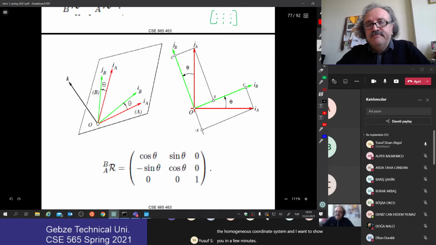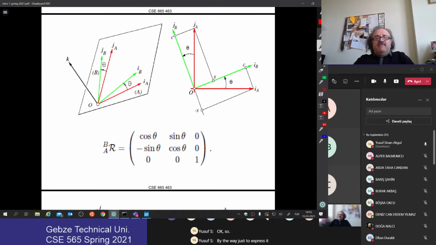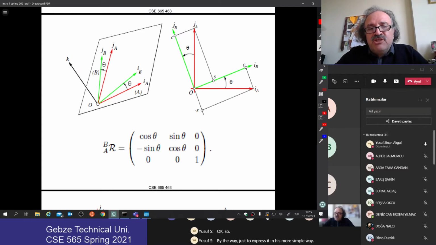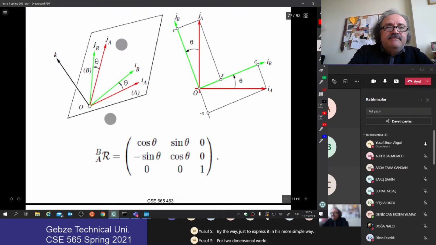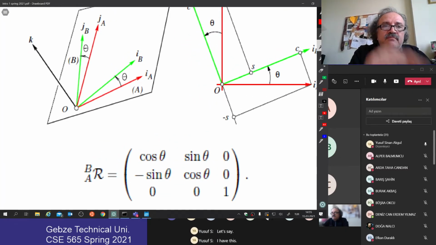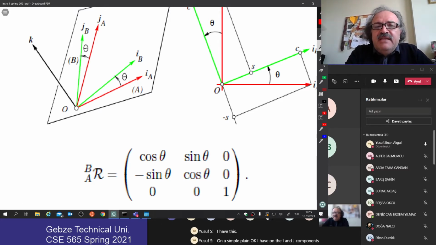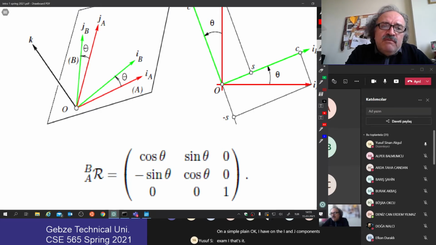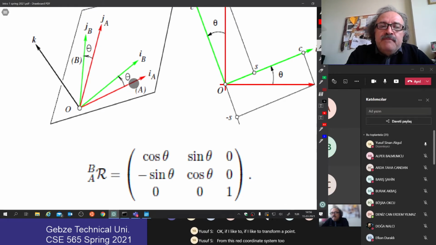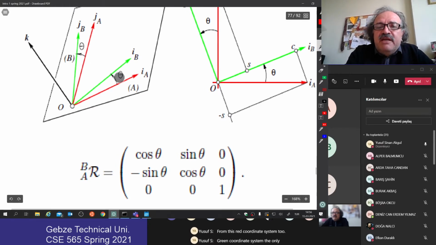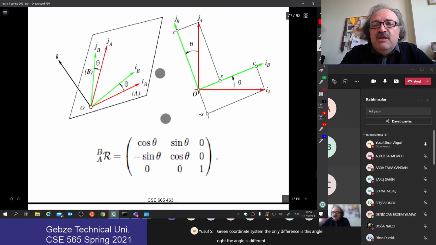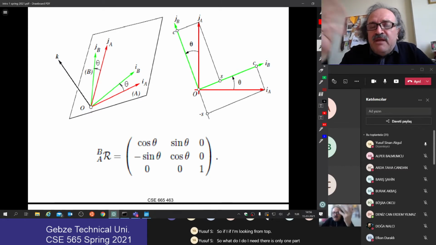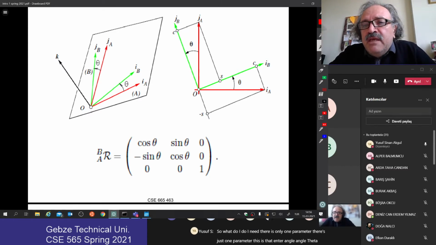Okay, so by the way, just to express it in a simpler way, for a two-dimensional world, let's say I have this on a simple plane. I have only I and J components, X and Y, that's it. If I'd like to transform a point from this red coordinate system to the green coordinate system, the only difference is this angle, right? The angle is different. So if I'm looking from the top, there is only one parameter, just one parameter, this angle theta.